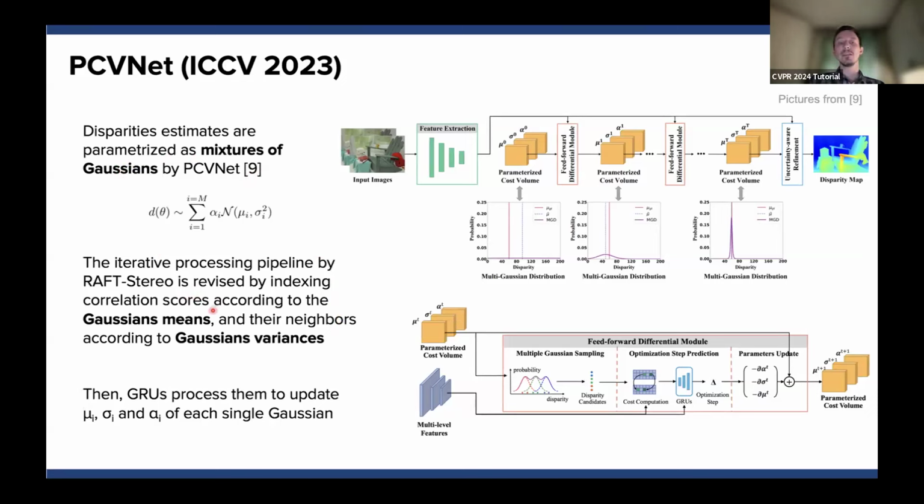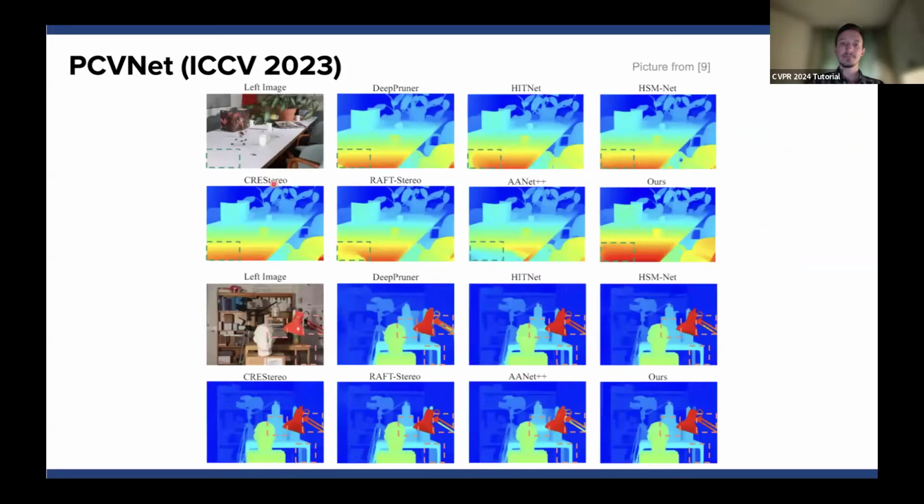So by simply modeling the means and the variance of the Gaussians, we can access the correlation table, and of course we can iteratively update this mixture of Gaussians. So with respect to the original RAFT-Stereo, now the GRU will not predict a disparity update, but will predict an update for the means, the variances, and the alpha factors of the mixture of Gaussians.